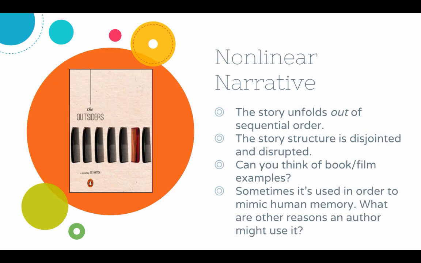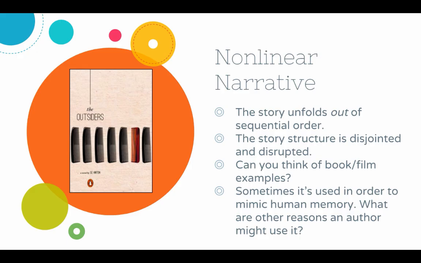The next type is nonlinear narrative, and this is when the story unfolds out of sequential order. It can be a bit disjointed at times. So one example that you guys should be pretty familiar with is The Outsiders. At first, you may not be aware that it's a nonlinear narrative because it seems to go in chronological order, but when we get to the end and realize that it was actually told out of order because the end circles back to the beginning, then we realize that it is in fact a nonlinear narrative.